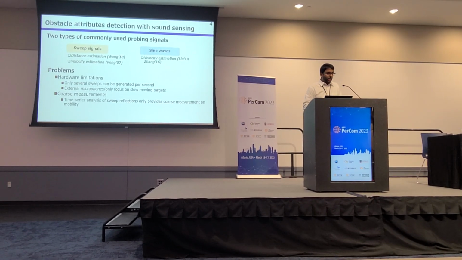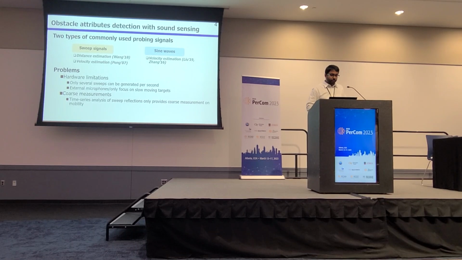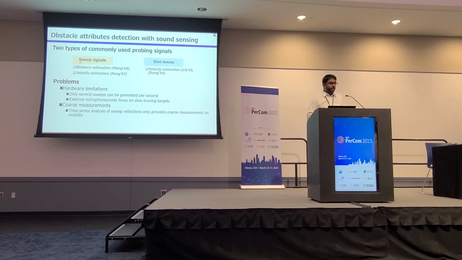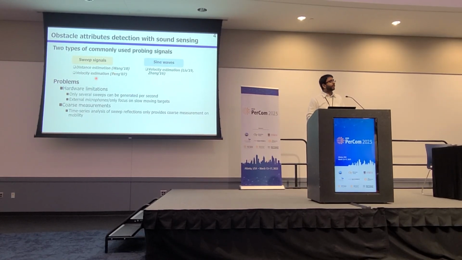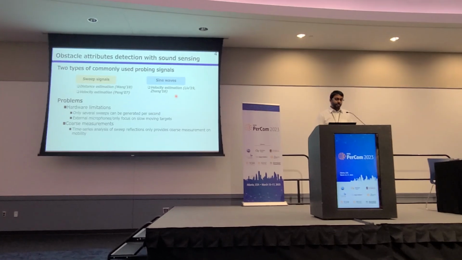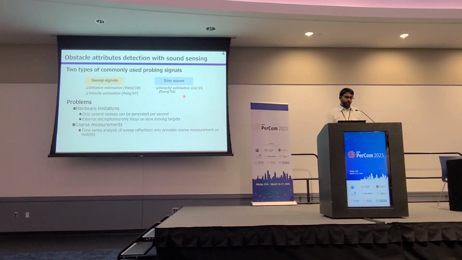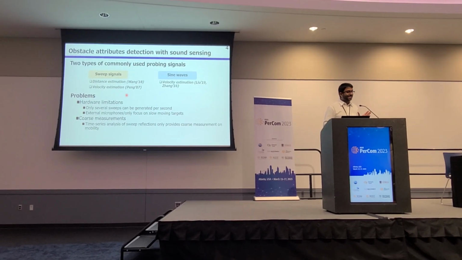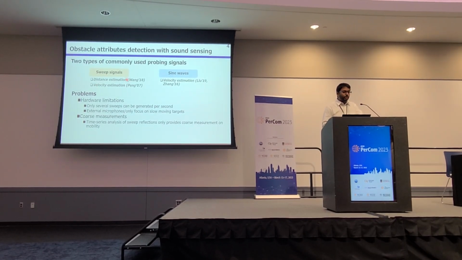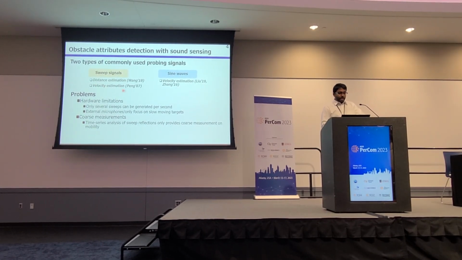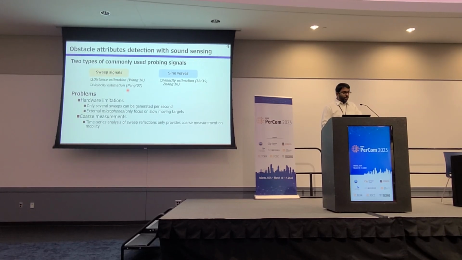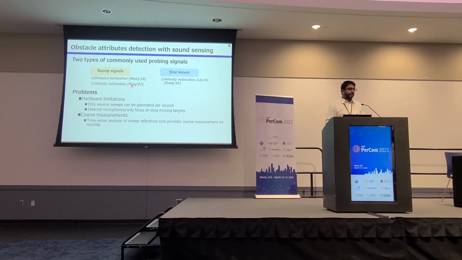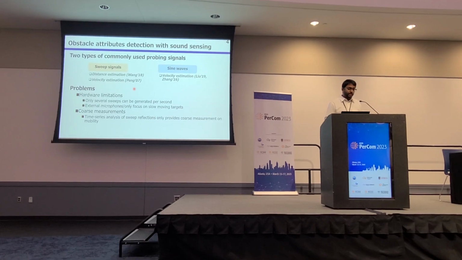So as you can see, sweep signals can be employed to estimate both distance and the relative velocity of oncoming obstacles, and sine waves have been employed to estimate the velocity of the obstacles. So, theoretically it is possible to estimate both distance and the relative velocity of oncoming obstacles using just sweep signals. However, the hardware limitations of smartphones only allow emitting several sweeps per second without affecting the amplitude of the immediate sweeps, which limits the sensing range.